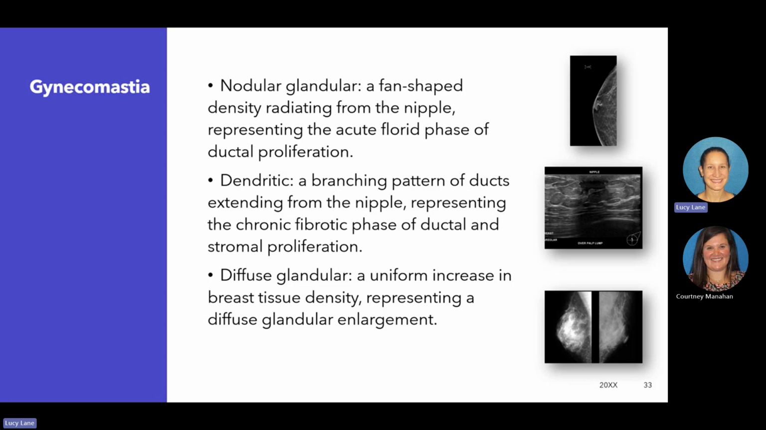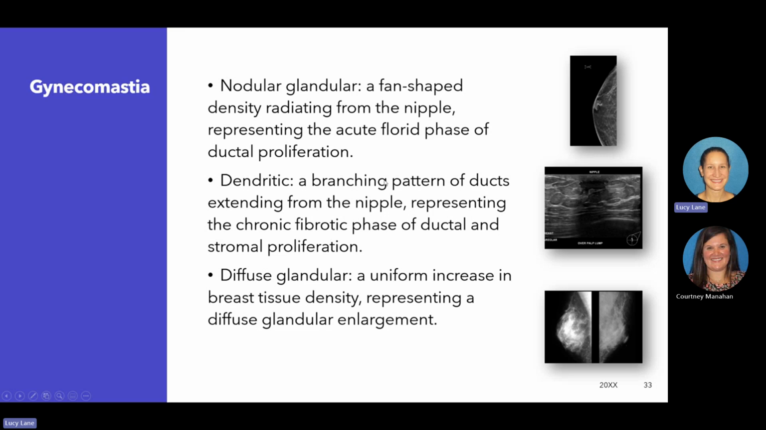And gynecomastia is something that happens to male breast tissue. Again, it's hormonally mediated. It can be due to things like steroid use, different medications, and it can also be due to liver dysfunction. So, it's important to make note of it, and if someone has this, to talk with their primary care physician about what they can do about it, because the nodular and dendritic phases are possibly reversible. But once you get to diffuse glandular phase and you can see how dense this is, it's not reversible at that point.